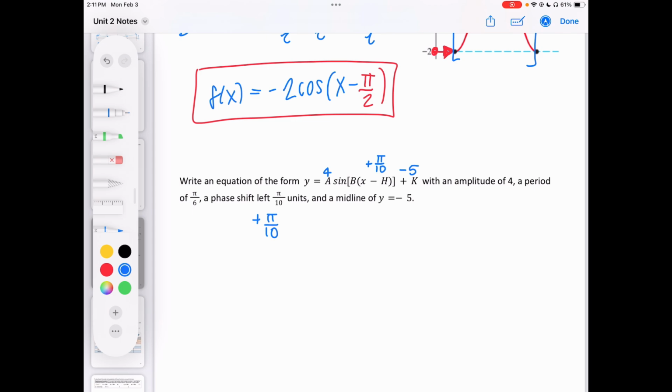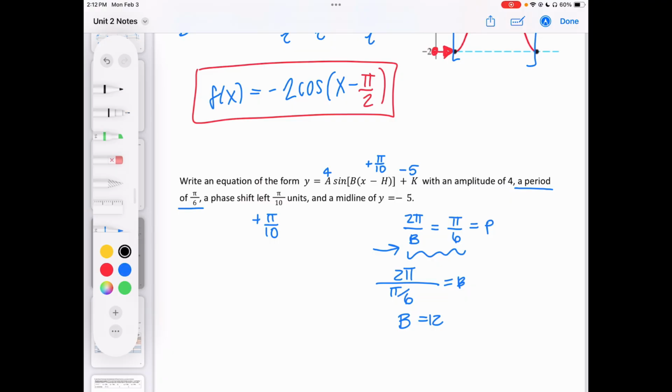I'm being told my period is pi over 6. So pi over 6 equals the period, which is 2 pi over b. I need to find what b actually is. So I'm going to go ahead and solve this. I have 2 pi over pi over 6 equals b, and we have b equals 12.